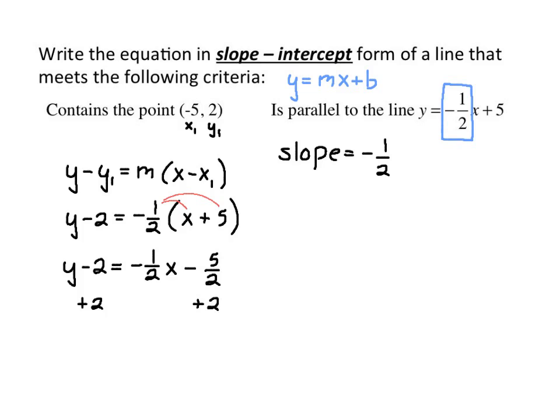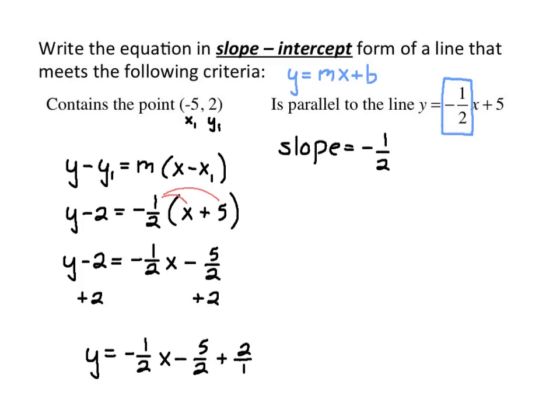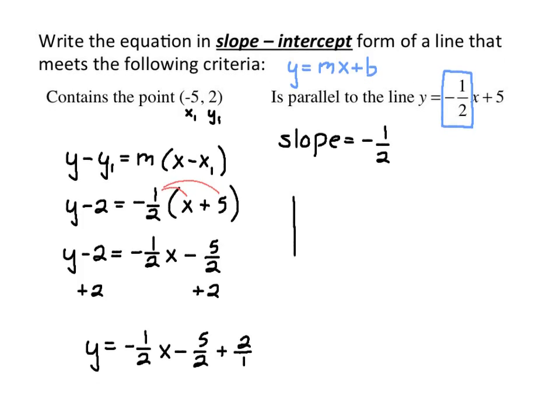And notice that this would then give me y equals negative 1/2 x minus 5 over 2 plus 2 over 1. Or in other words, if I want to, I could change this into a common denominator so I can add these fractions. Instead of writing 2 over 1, we can actually change this into 4 over 2. So I'll rewrite that over here to finish this problem up.